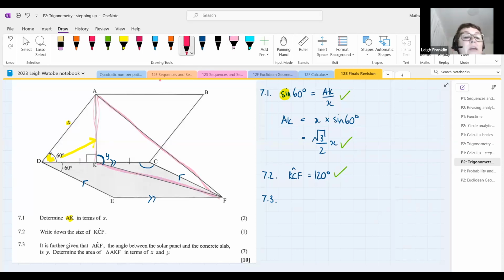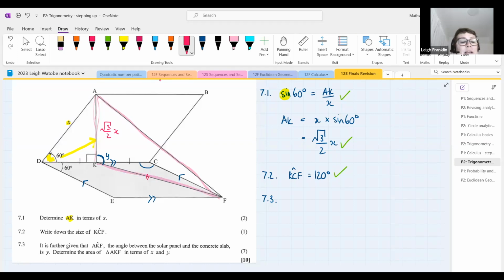We have already got angle y, which is the included angle. We know what AK is equal to: root 3 over 2x. So Voloshin, when you said that we need to work out what KF is equal to, you are correct. That is something we are going to have to take into consideration and calculate. However, we can't work in triangle AKF to begin with.